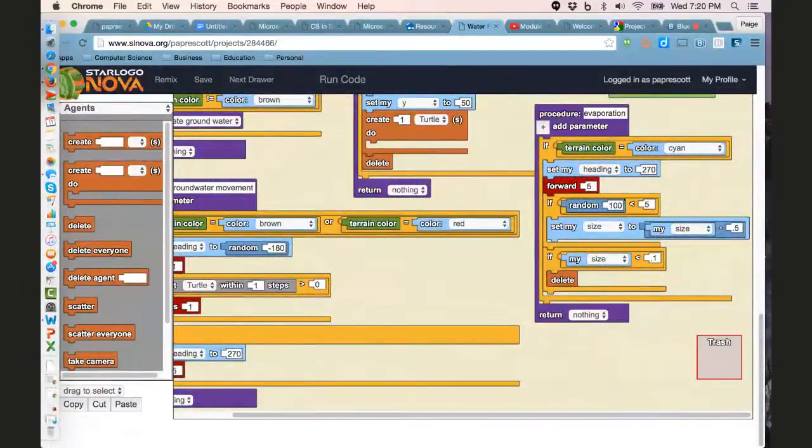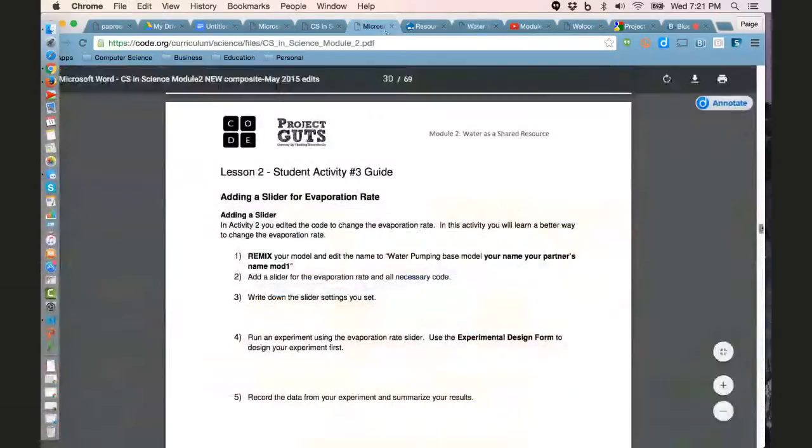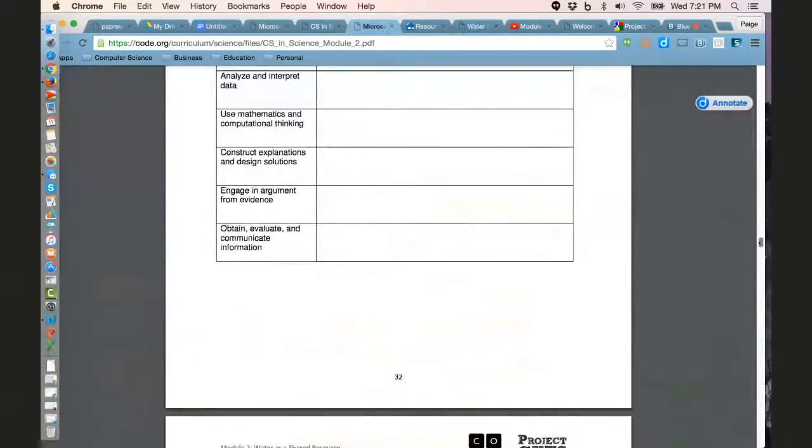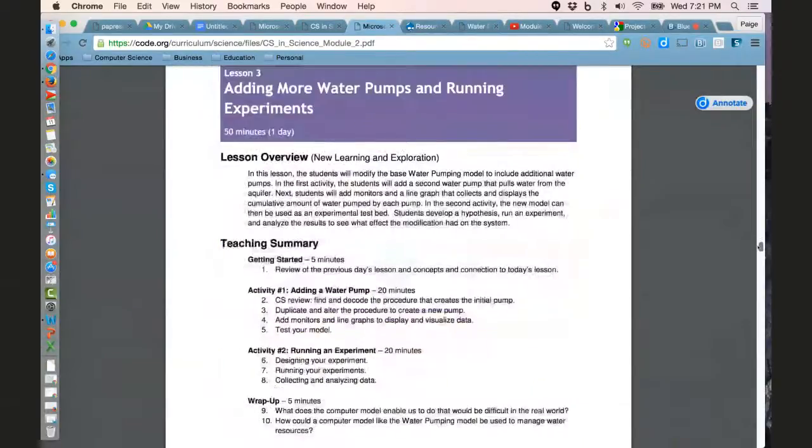So it has a 5% chance that it's going to get smaller or evaporate. And so instead of a 5 here, we would have a slider value, and they could change that. If it's 100%, it goes away completely down to 0.